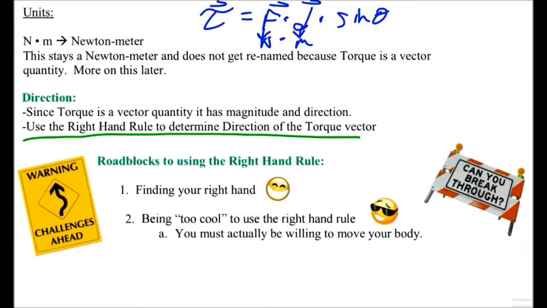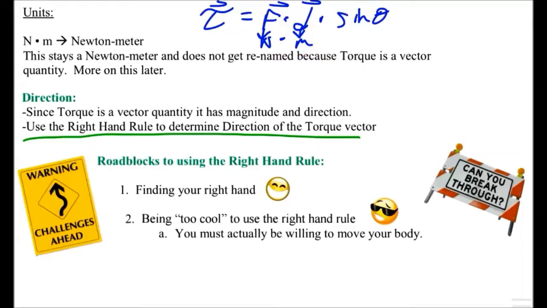This does not get renamed into a new unit, and I say that because typically in physics, when you have some kind of a compound unit like this, it usually gets renamed into a single unit so that it's easier to keep track of. But there are actually 2 things in physics that have units of newton meters.